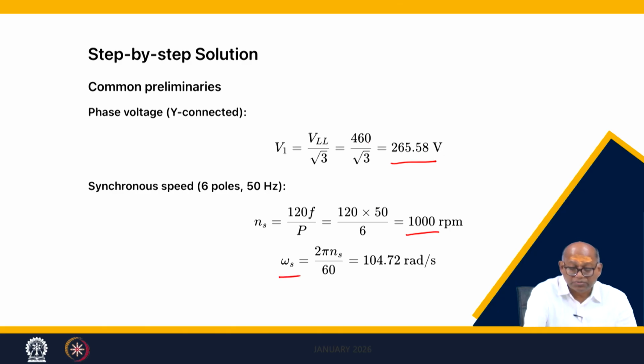Then the synchronous speed is equal to this synchronous speed, mechanical. This is the mechanical speed, not the electrical speed. This is 2 pi Ns by 60. So this by 60. This is all mechanical, not electrical. The electrical speed is this, 50 cycles per second.